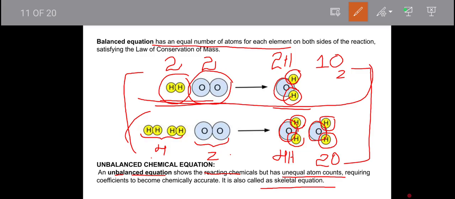So before studying the balancing of a chemical equation, what is the need for this balancing? The need for this balancing is based on a law. Okay, it is based on a law. We are going to see what that law is about.